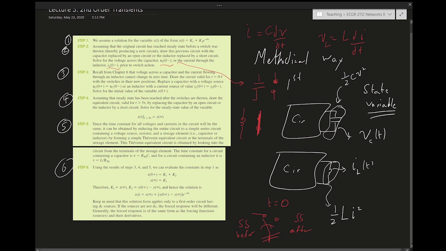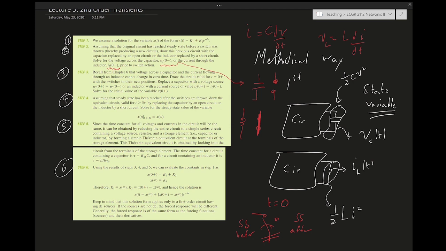So instead of the inductor, you substitute a short circuit. Instead of the capacitor, you substitute an open circuit, and you solve for the voltage of the capacitor and the current of the inductor just before the transient. So you have those values, you keep track of them, right?